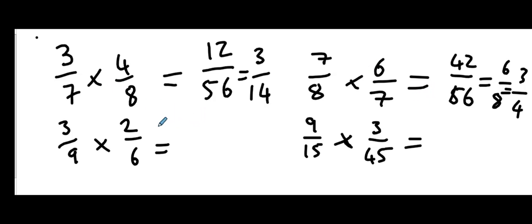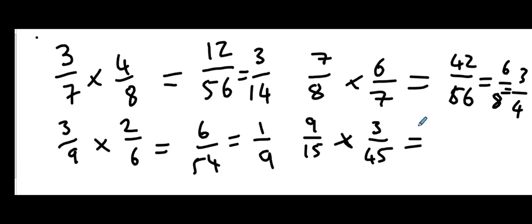Okay, let's go on to our next example, which is 3 ninths and 2 sixths. So 3 ninths multiplied by 2 sixths, numerator by numerator, is 3 times 2, which gives us 6, and then 9 times 6 gives us 54. Then we look for a common factor of 6 and 54. 6 is a common factor of 6 and 54. So 6 into 6 gives us 1, and 6 into 54 gives us 9.